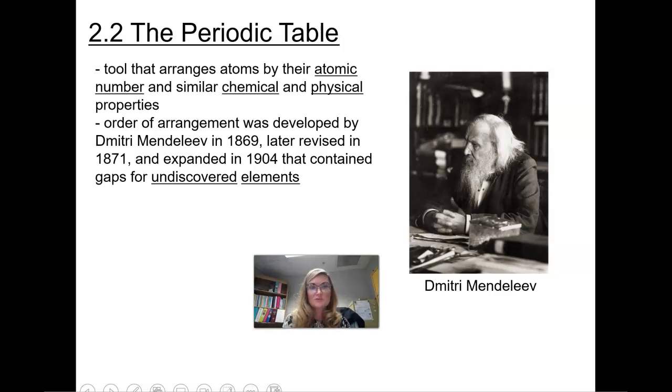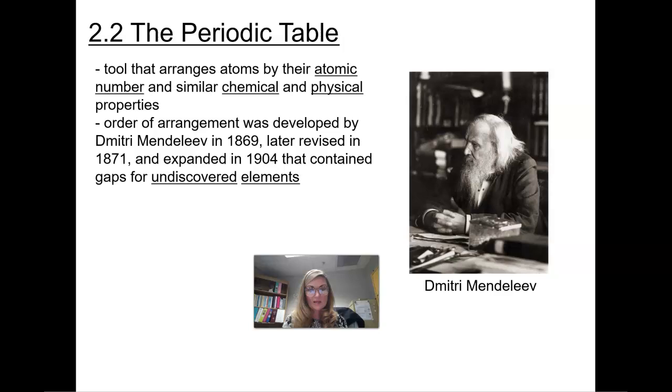So the periodic table is going to be the tool that's going to arrange atoms by their atomic number and similar chemical and physical properties. An order of arrangement was developed by Dmitri Mendeleev in 1869 and later was revised in 1871. It was expanded even further in 1904, and that's going to contain the gaps for undiscovered elements.